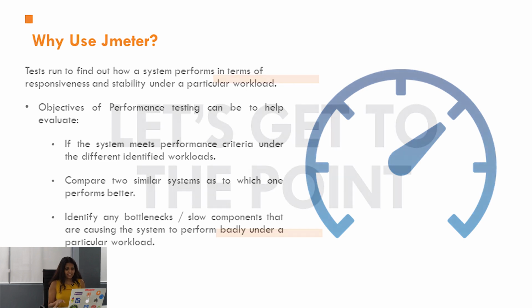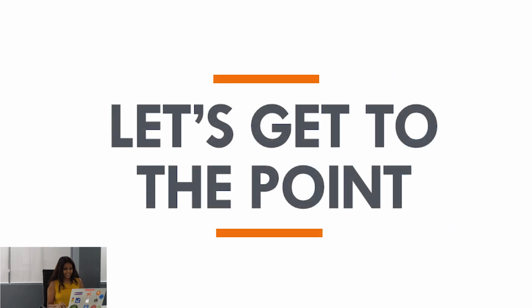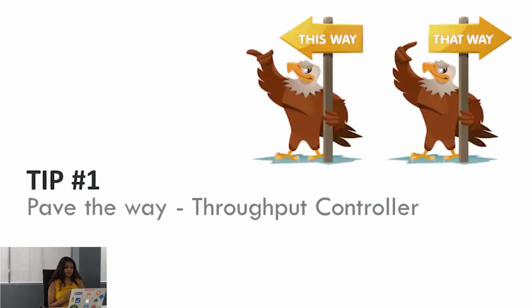So enough of all this, let's get to the point, right? This is tip 1 that I have for you today. I'll be covering this in a little demo at the end of the session. Tip 1: pave the way using the Throughput Controller. I know "pave the way" doesn't sound right with Throughput Controller. Even the Apache JMeter community accepts the fact that "throughput controller" is not the right name for this controller.